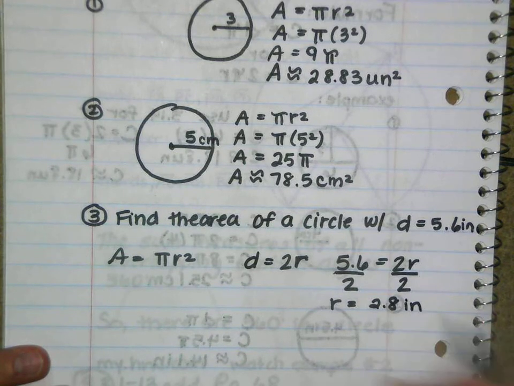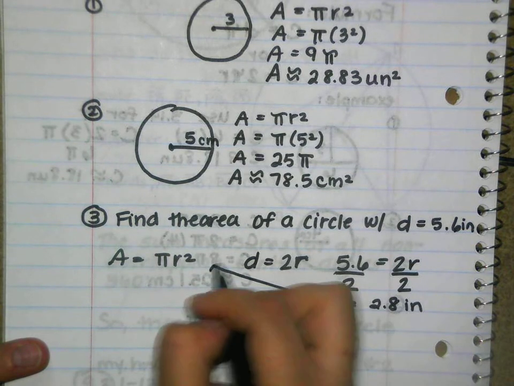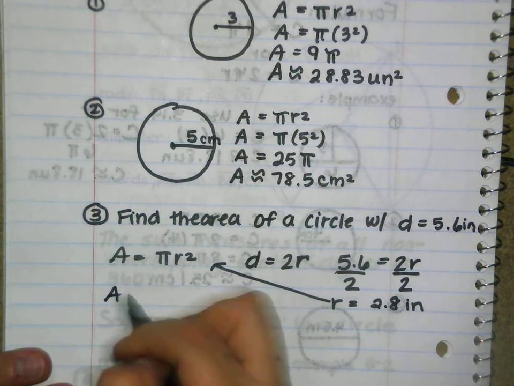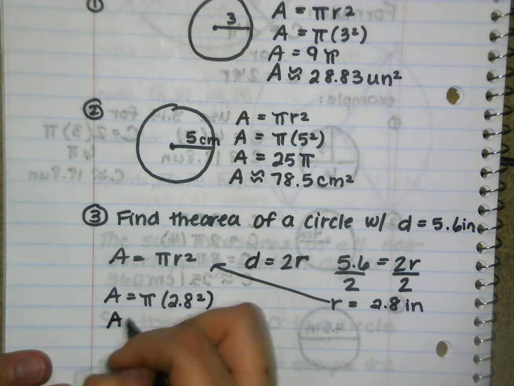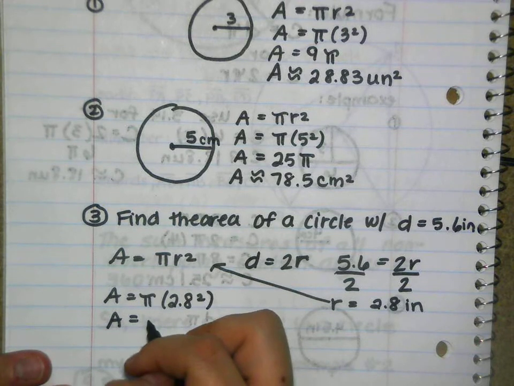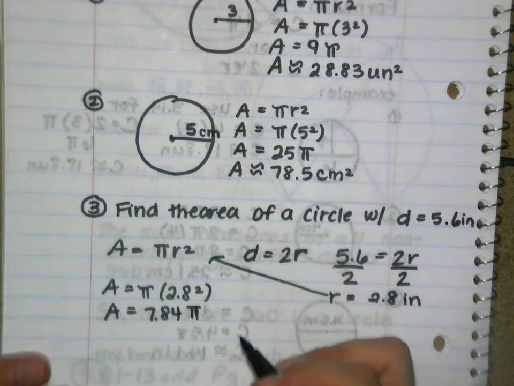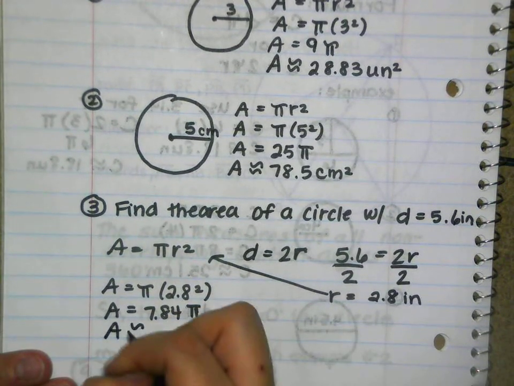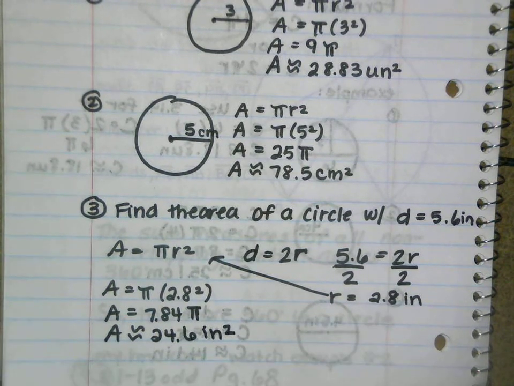Okay, because that divides it right in half. So now we can take this radius and plug it into this equation over here. We'd have area is equal to pi times 2.8 squared. Area is equal to 2.8 squared, which is 7.84 times pi. If we use 3.14 for pi, we're going to get area is approximately 24.6 inches squared because it is area. Okay? So that's really all there is to do with the circumference and the area of a circle.